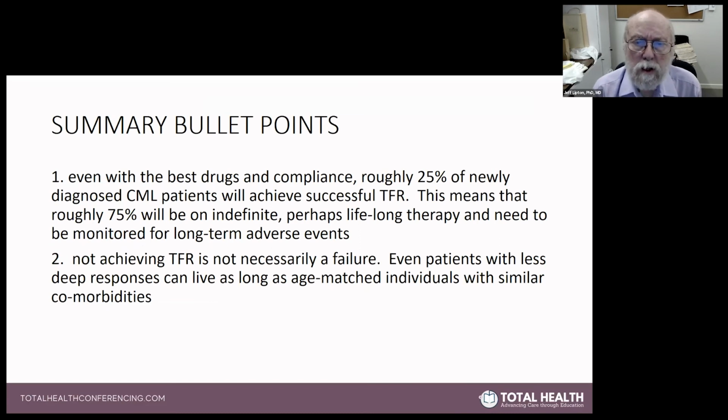So what are some of the summaries? Well, even with the best drug and compliance, we know only 25% of newly diagnosed patients will achieve TFR. And this means that roughly 75% will be on indefinite or even lifelong therapy. And therefore, we have to deal with the side effects that potentially will come along down the line. And as an earlier slide presented by Hemant showed, even if you don't get TFR, even if you don't get CMR, even if you don't get a 4 log reduction, just achieving a 2 or 3 log reduction in transcripts, these individuals will do extremely well, and their overall survival approaches age-matched control, as the Swedish study showed.